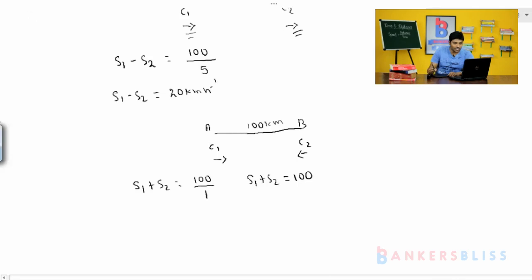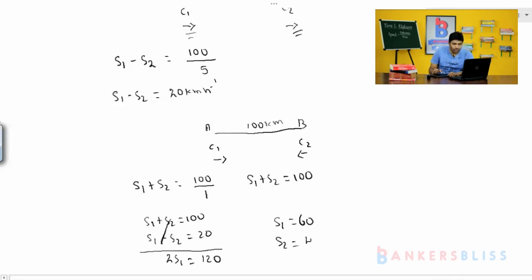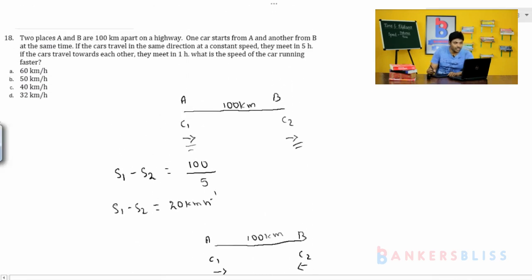Okay, so now you have S1 plus S2 as 100 and S1 minus S2 as 20. Therefore, 2S1 is equal to 120. Therefore, S1 is equal to 60. Next, S1 is equal to 60, then S2 is equal to 40. What they have asked is, what is the speed of the car running faster? So, the faster running car is 60 km per hour.